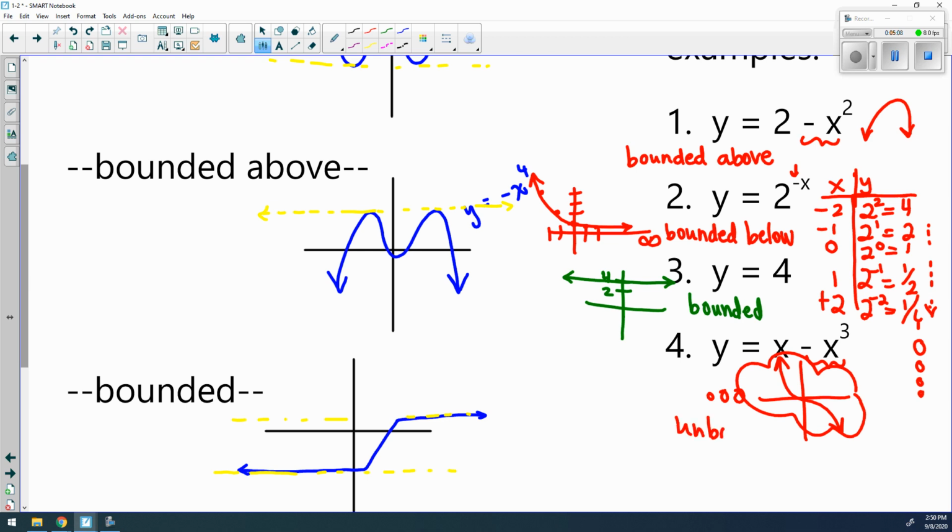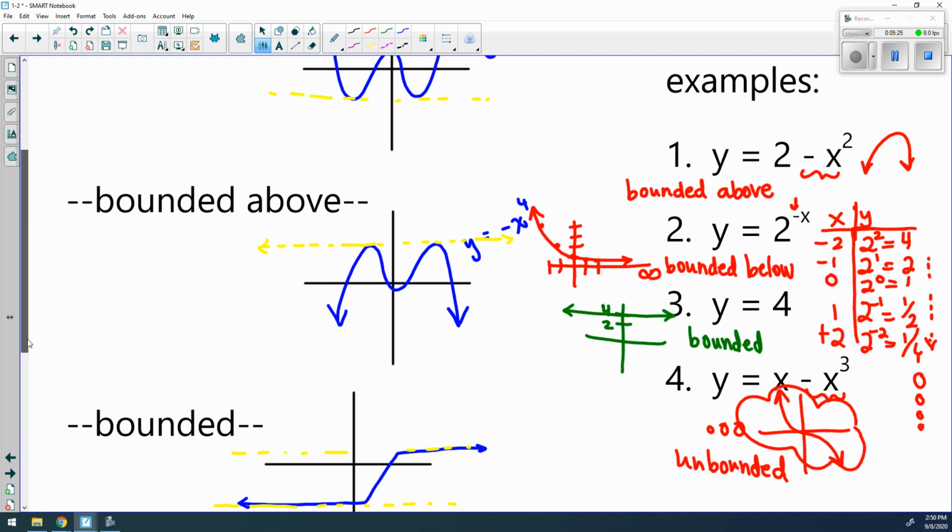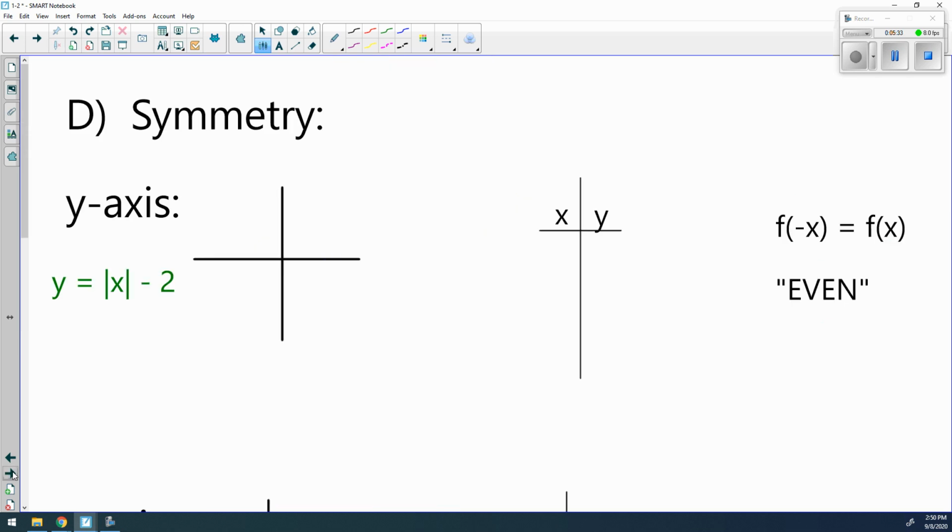This is an unbounded graph because I can get out really big positive numbers. I can get out really big negative numbers, 0, anything. This is an unbounded function for number 4. Okay, so again, I apologize for my flub up in number 2, but we've got a good example of all different types of boundedness. Let's go on to talk about symmetry.